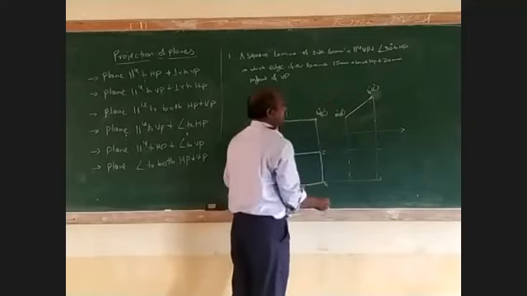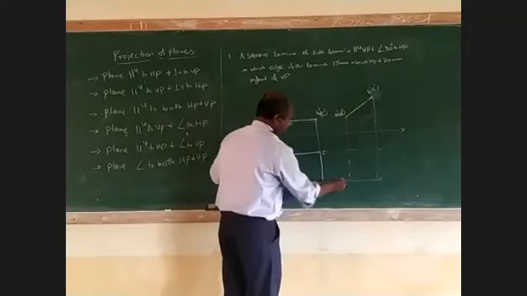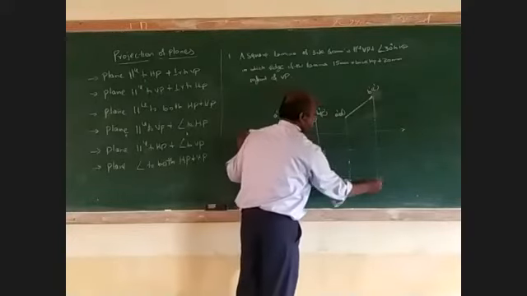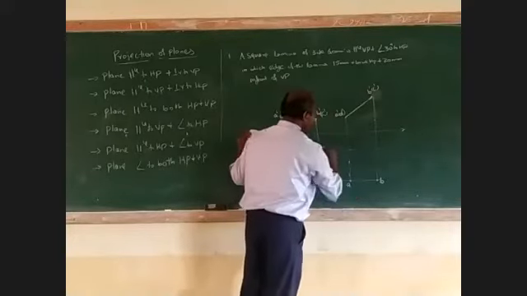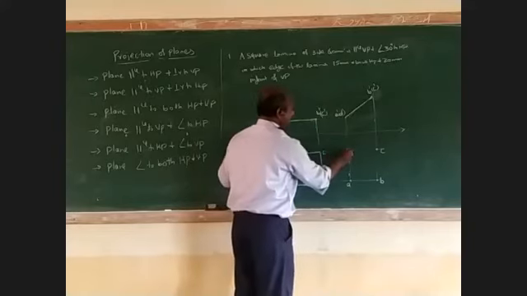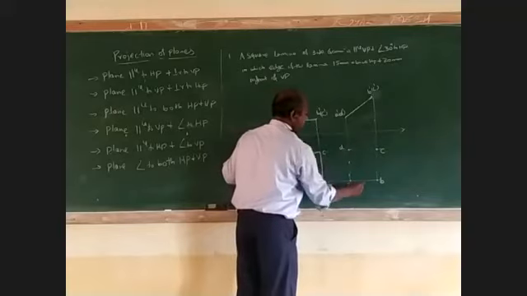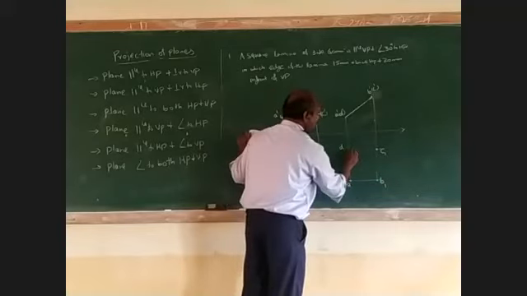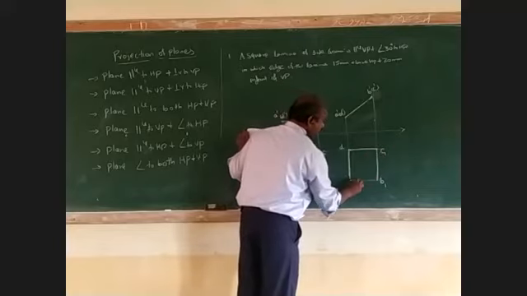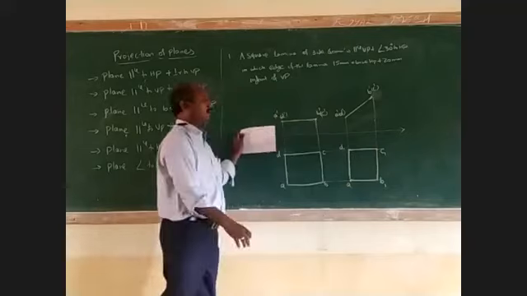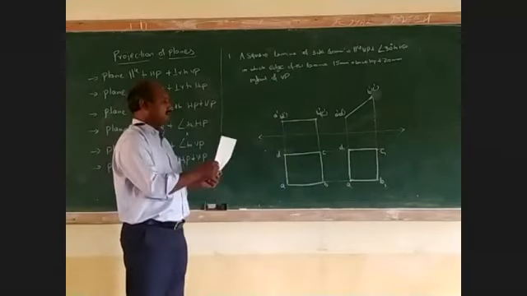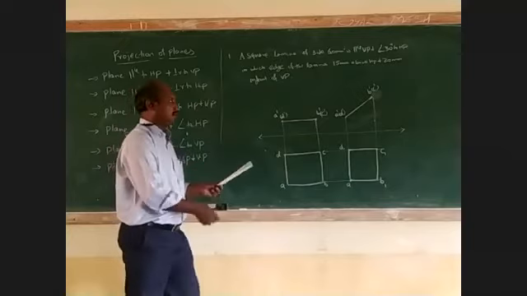Then find the intersecting line A dash and A, mark it as A1. B and B dash, mark it as B1. C dash and C, mark it as C1. D dash and D, mark it as D1. All the things you mark as 1. This is the final view of a square plane which makes an angle of 30 degree inclination.